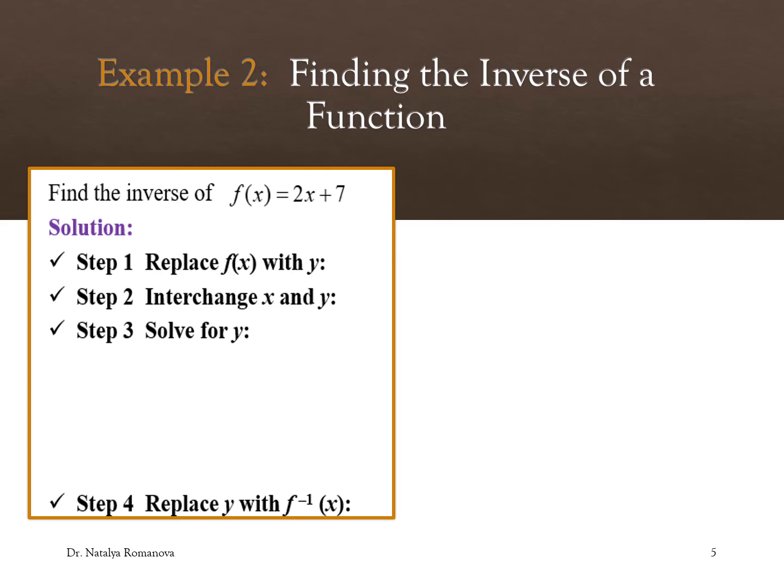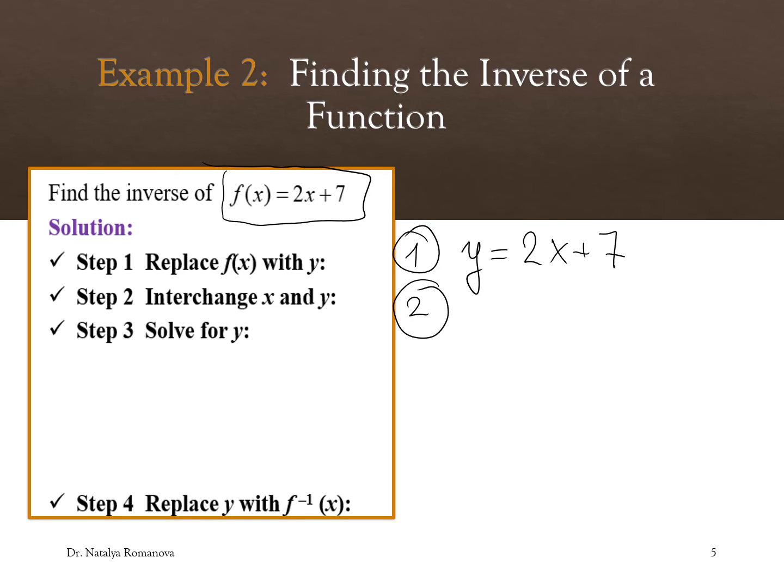To find the inverse of a function, we have to follow this plan. For example, we have to find the inverse of f of x equals 2x plus 7. Step 1, we replace f of x with y. It would be y equals 2x plus 7. Next step, we interchange x and y. It would be x equals 2y plus 7. Now we have to solve for y, or express y.